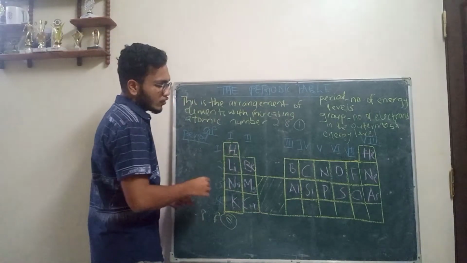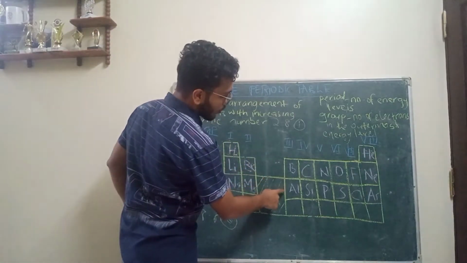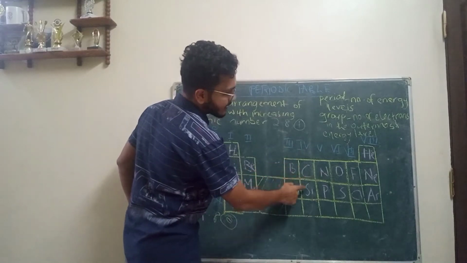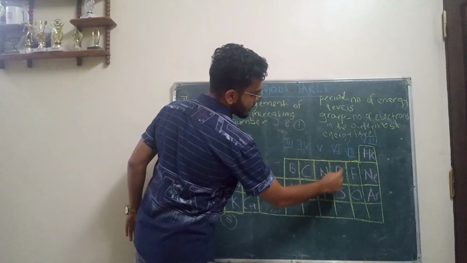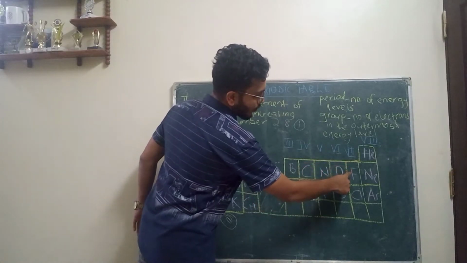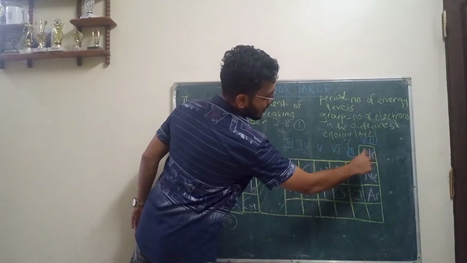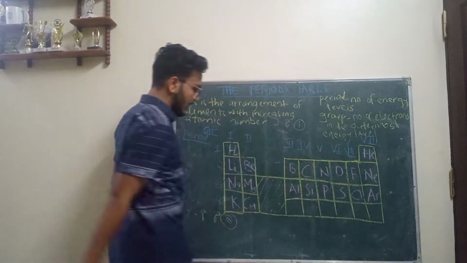So in group 3 we have boron, aluminium. Group 4 we have carbon and silicon. Group 5 we have nitrogen and phosphorus. Group 6 we have oxygen and sulfur. Group 7 we have fluorine and chlorine. Group 8 we have helium, neon and argon.